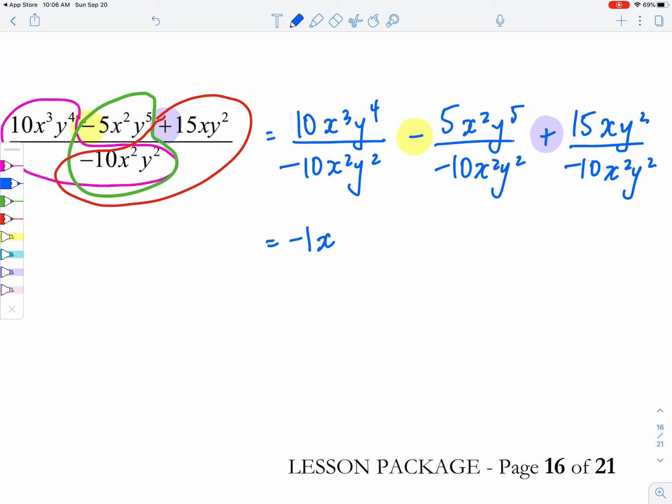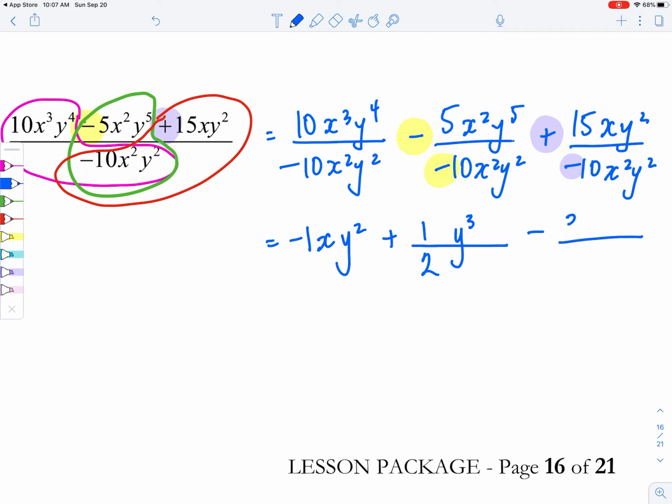x cubed over x squared is x. y to the 4 over y squared is y squared up top. Minus, and then I'm going to combine that other minus so that I get plus 5 over 10, which is going to leave me with 1/2. The x squareds cancel out, and y to the 5 divided by y squared is just y cubed up top. For the third fraction, I've got plus minus, which is going to turn into a minus.